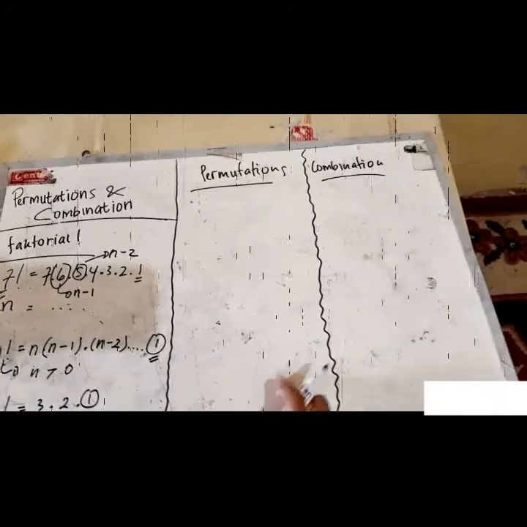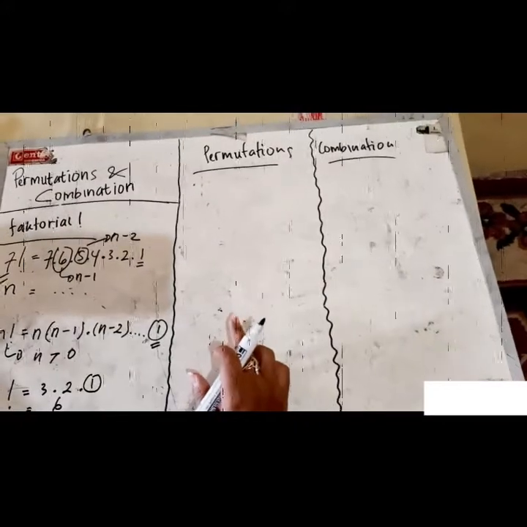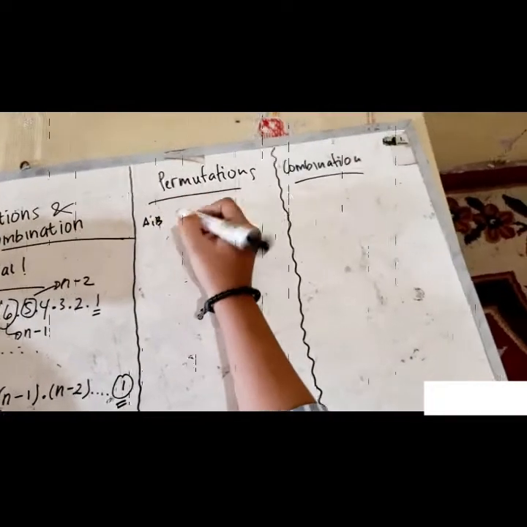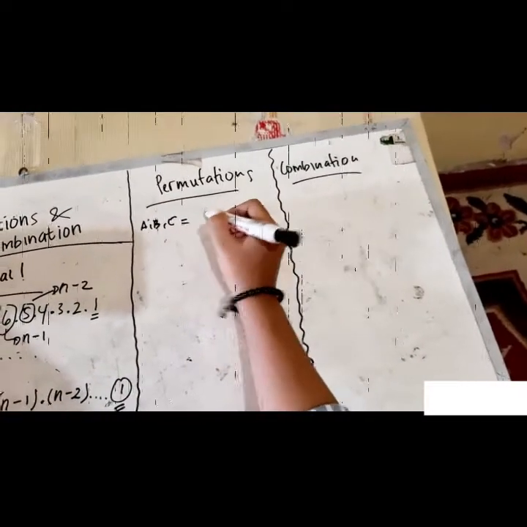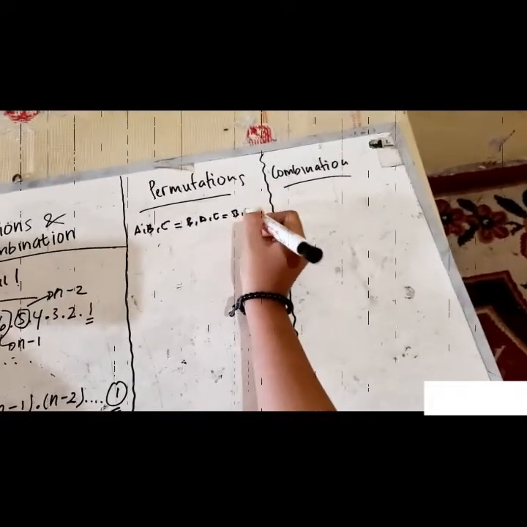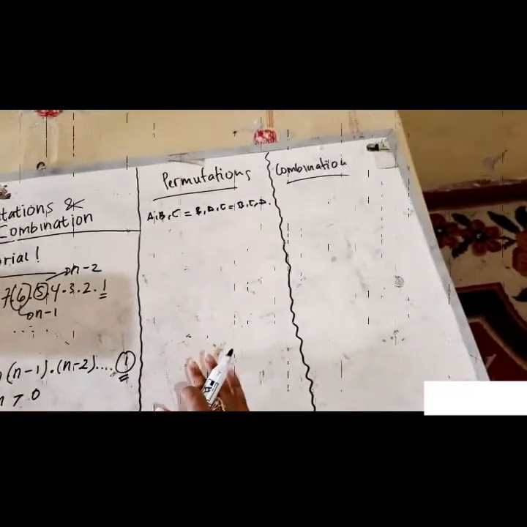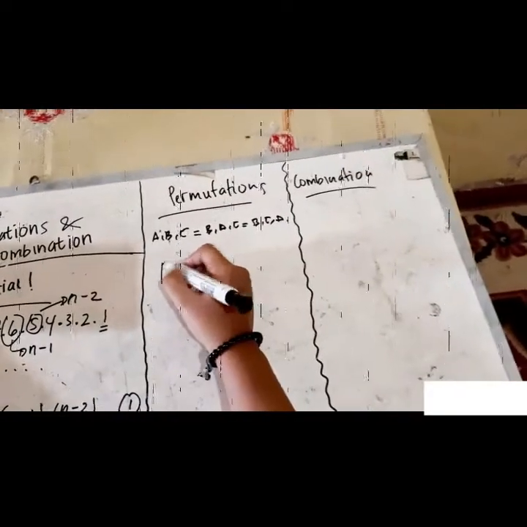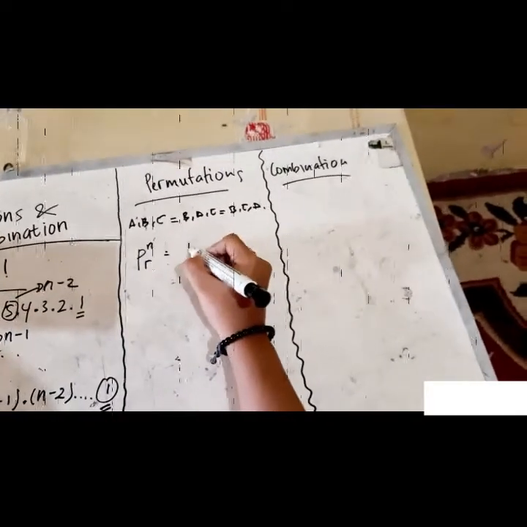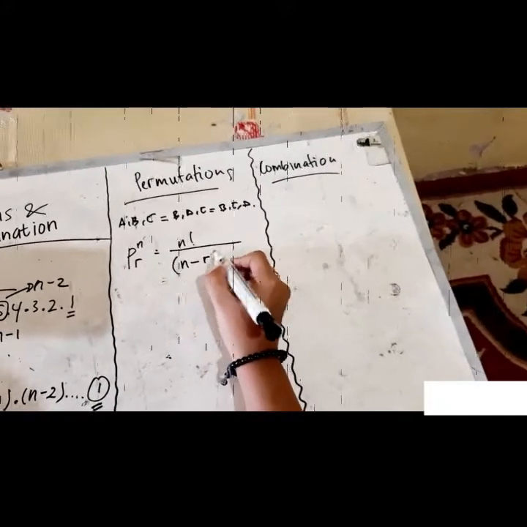Next, permutation and combination. What is the difference between permutation and combination? Permutation is used if the event considers order. That means A, B, C is not equal to B, A, C or B, C, A. The formula of permutation is permutation of n elements taken r at a time equals n factorial per (n minus r) factorial.